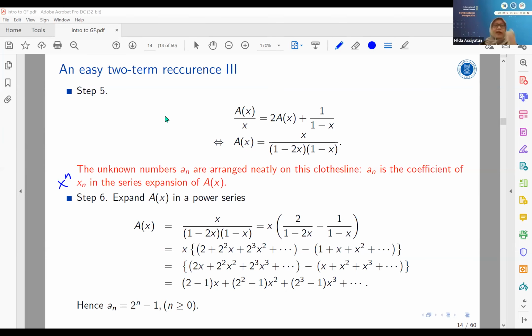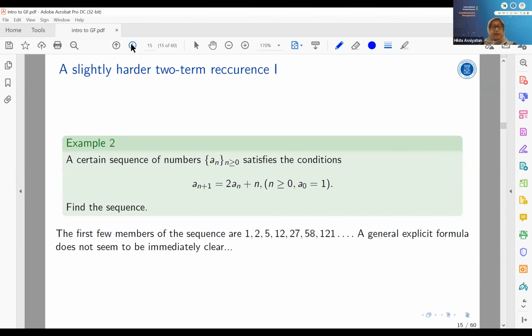So for this example, the method works nicely. Everything is quite elementary. Now we have another example here. This is slightly harder.